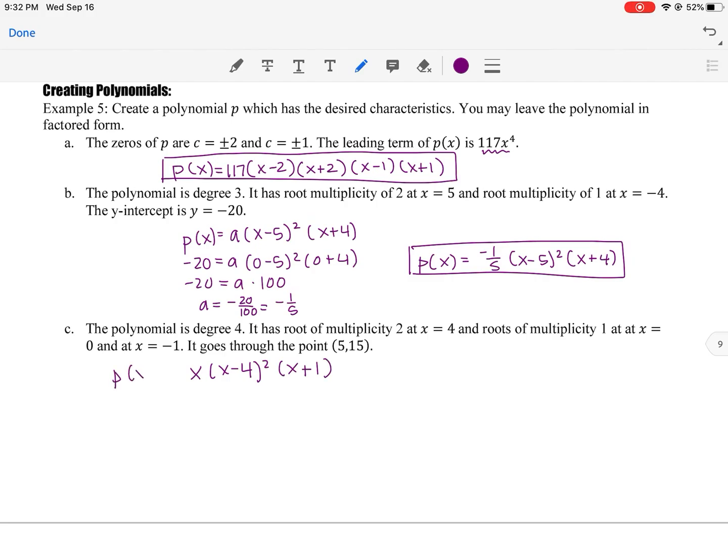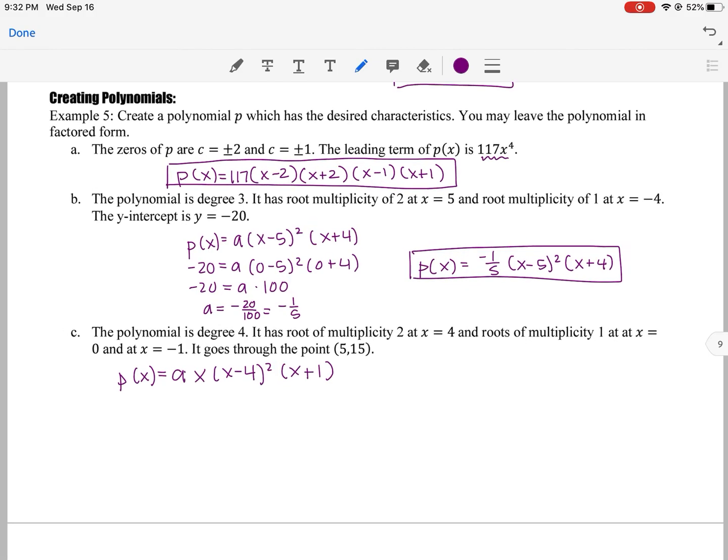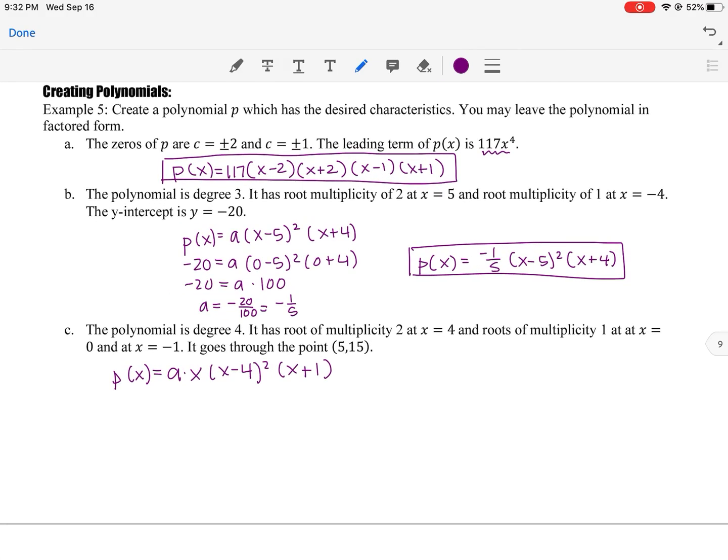Just like in our other examples, we're going to call it some p of x, and we do need to find what a is out front. This time it's a little bit different, but the same idea. They tell you that the point (5, 15) is on the graph. So your y value is 15 when your x value is 5. Same exact idea, just a different point than we've had before. So we get 15 equals a times, once you do all that, 30. a equals 15 over 30, which is the same as 1/2.